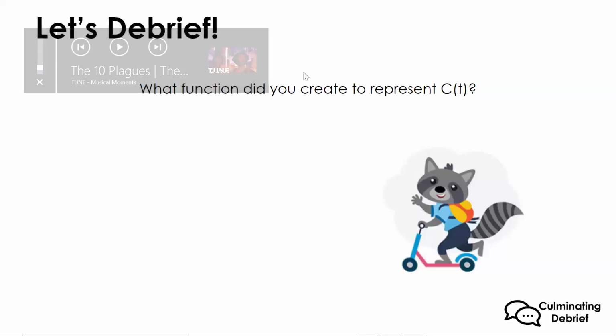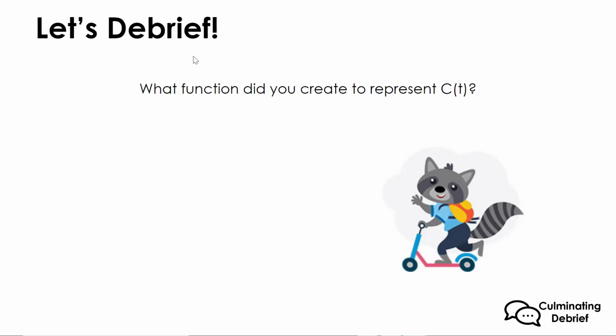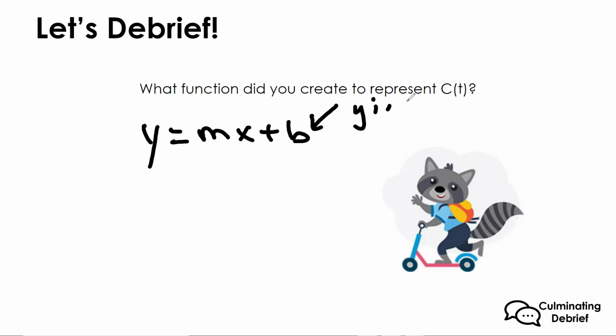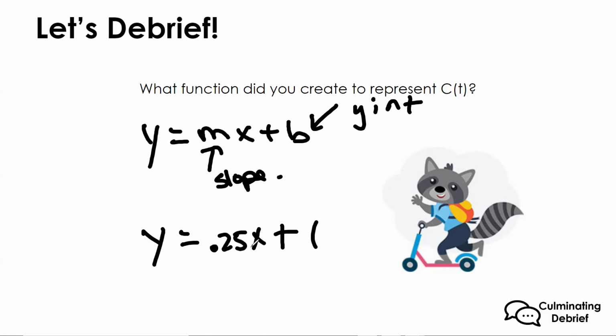What was the equation that you came up with for C of t? What did you come up with? Okay, better yet. What is the equation for a linear function? Y equals mx plus b. Okay, so then we've got the y-intercept and we got the slope, right? Okay, so how much are we going to start with if we go in and we unlock the e-scooter? $1. That's going to be our y-intercept, right? Now, how much does it cost for each minute? 0.25, right? And here's how that happens.